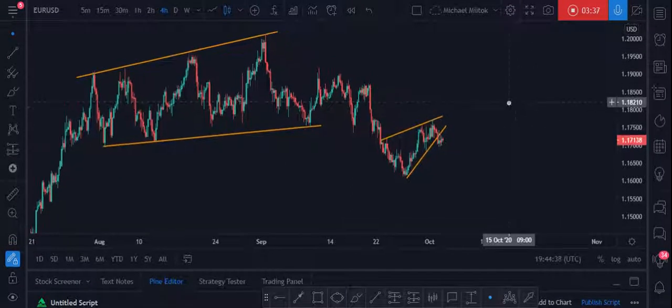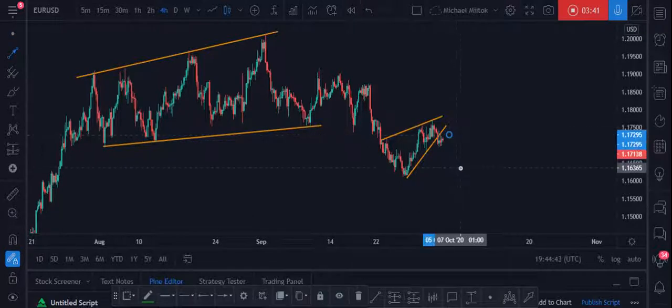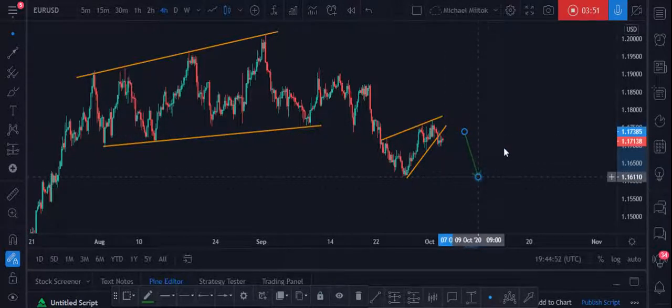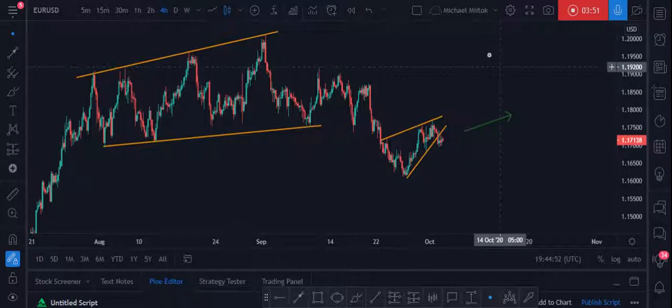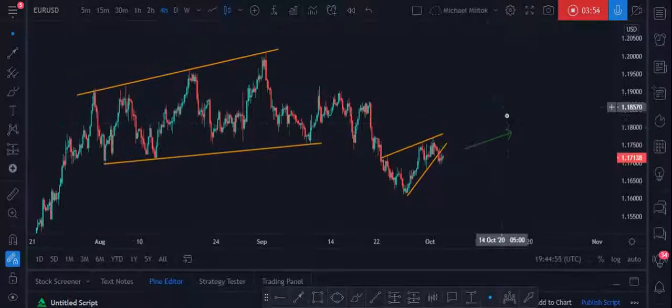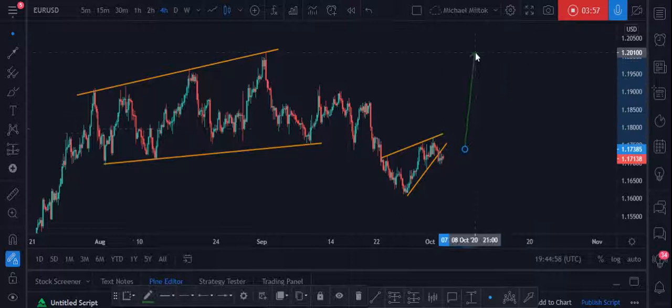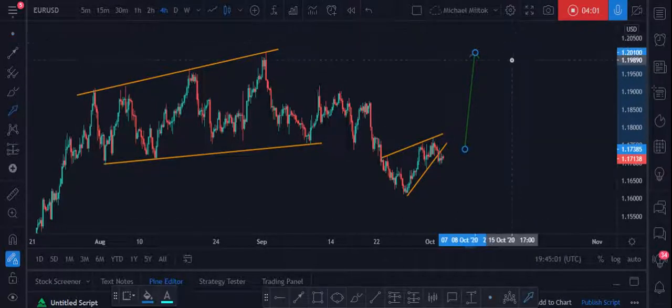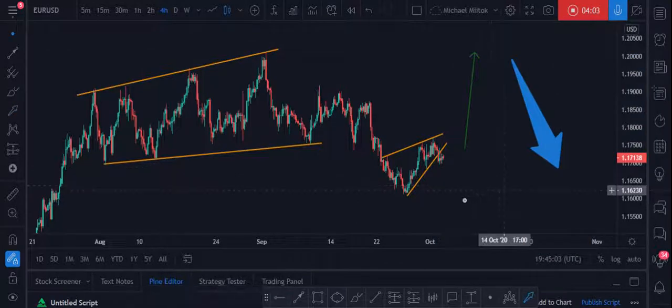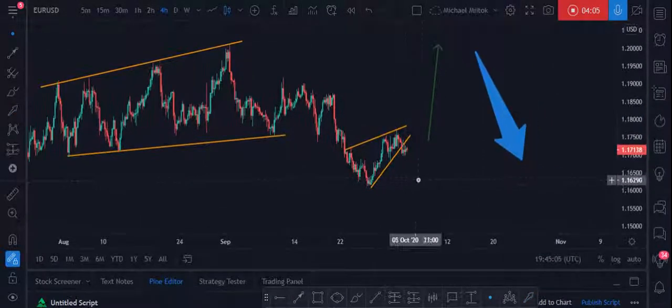So what do I currently see? I don't see anything much here. As I said, I'll be looking to take sales if price gives me what I need, because I would like to take price to this area. If price doesn't give me that, I'll wait for price to reach these highs before I definitely take my sales all the way down.